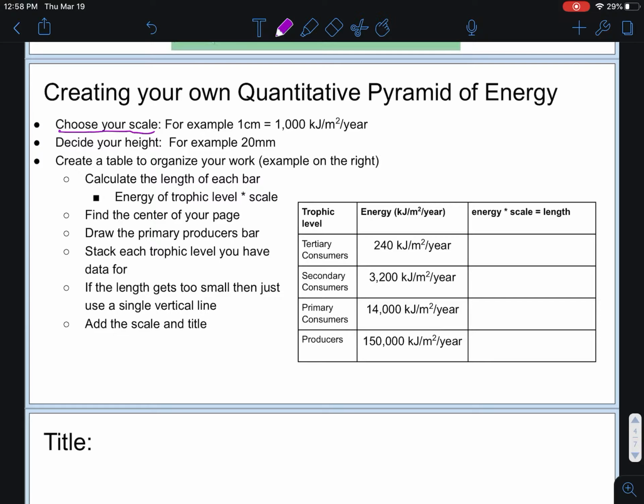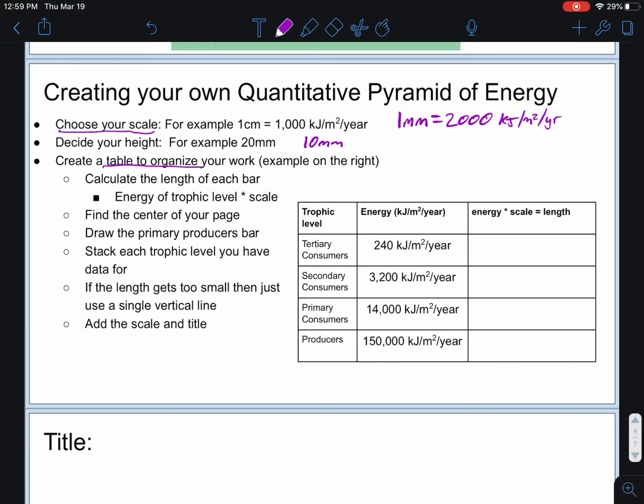All right. I'm going to create a different scale. It does not matter what your scale is, you just want to say it. My scale is going to be 1 millimeter equals 2,000 kilojoules per meter squared per year. Decide on your height. I'm going to do 10 millimeters. 20 is fine. 2 centimeters, doesn't really matter. You just want to say what you're going to do.